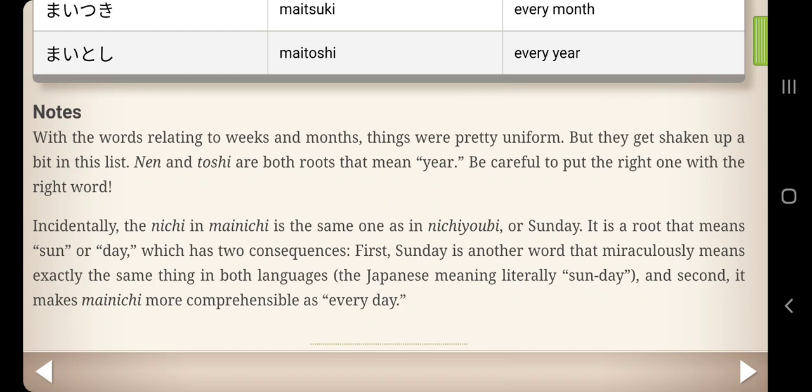Incidentally, nichi in mainichi is the same as in nichiyobi, or Sunday. It's a root that means sun or day, which has two consequences. First, Sunday is another word that miraculously means exactly the same thing in both languages, the Japanese meaning literally sun day. And second, it makes mainichi more comprehensible as every day.